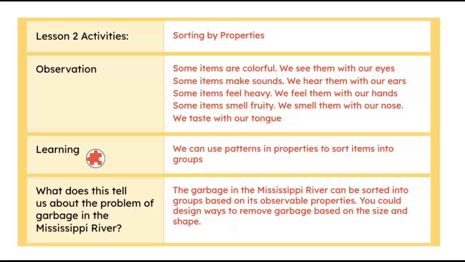The goal of this class discussion is to use the observable properties to explain how students sorted their objects and connect this practice to sorting the objects in the Mississippi River. You can display the observing properties slide to help students connect their senses with the different observations they made. By the end of this discussion, students should understand that the garbage in the Mississippi River can be sorted into groups based on its observable properties. You can design ways to remove garbage based on the size and shape.